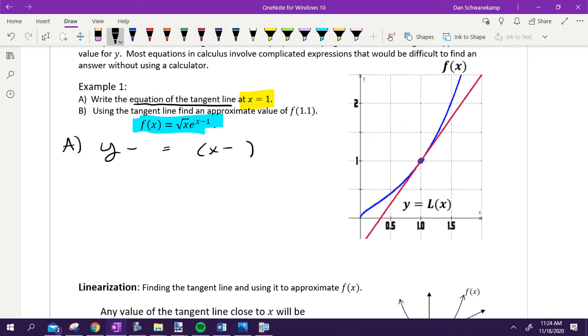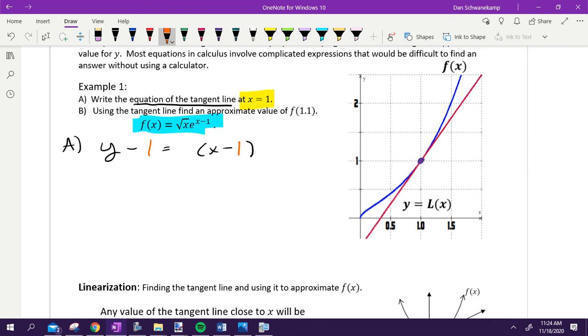What is something that I know? What's my point? What's my x value going to be? X value is 1. What's my y value going to be? 1. It's a point on the graph. I can just look at it. It's (1, 1). I need to know the slope. And for us, it's really easy because they already graphed it for us.